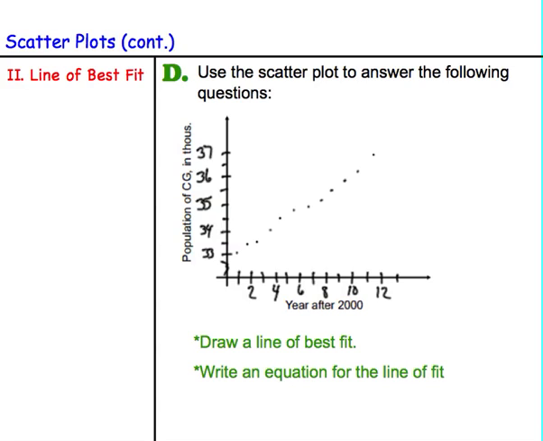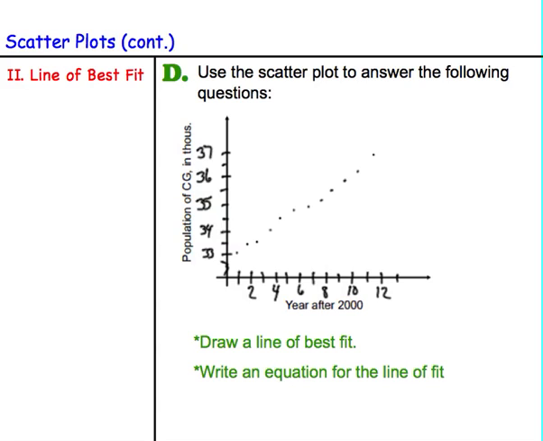And for the points that it cannot go through when we make this line, what's going to end up happening is we are going to have an equal number of points above the line as below the line.